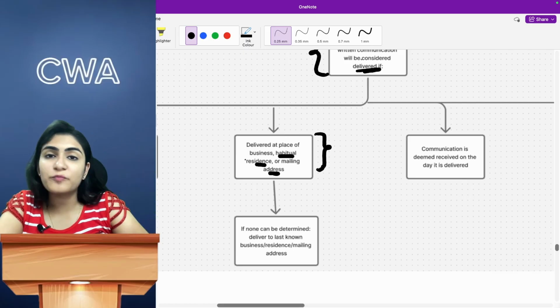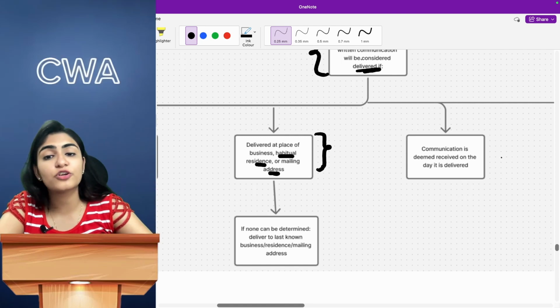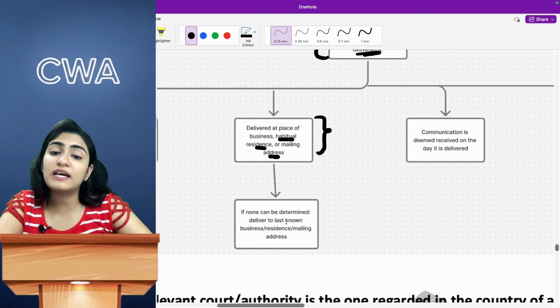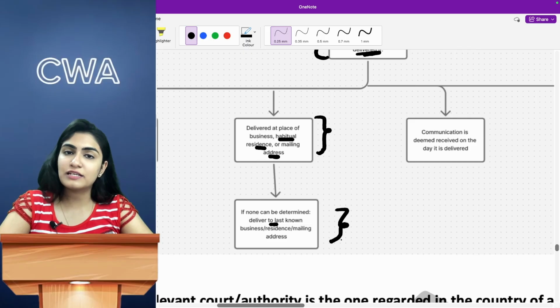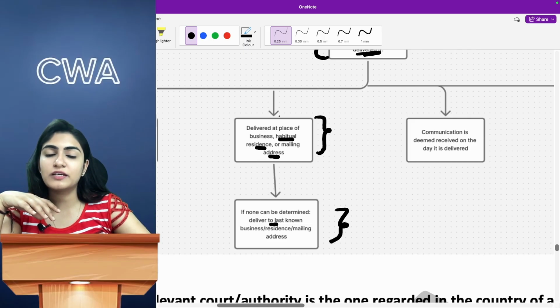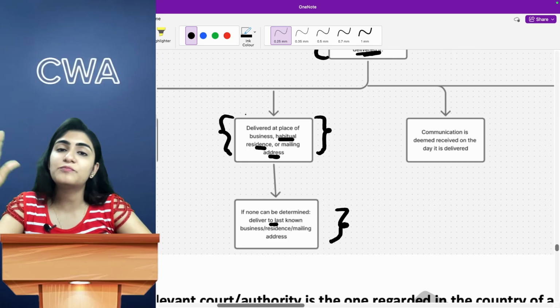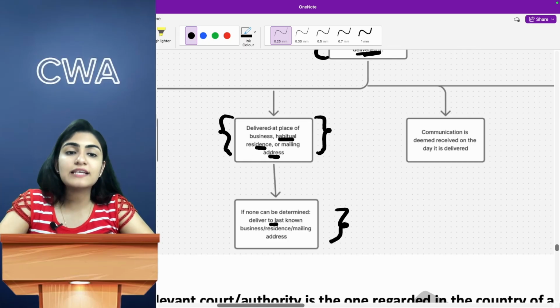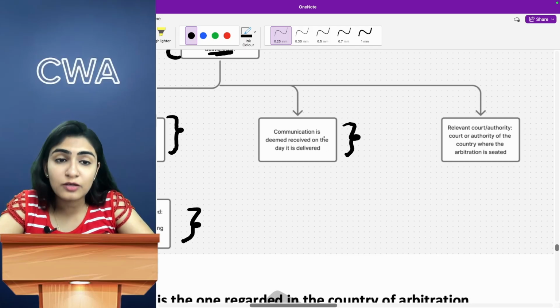Or if the place of business is not very clear, then wherever you reside or your mailing address. If none can be determined, deliver to the last known place of business, residential or mailing address. If the above cannot be determined, that is, Mr. X is not able to find these details, then the previous details that Mr. X has. Now, communication is deemed received on the day it is delivered.